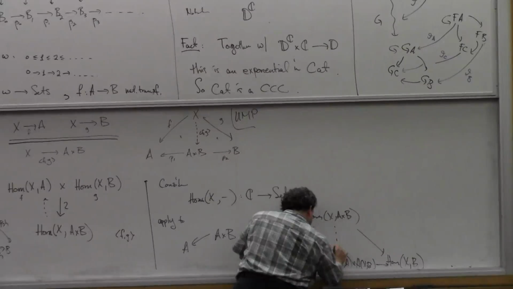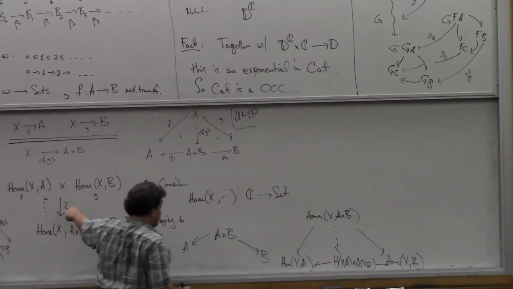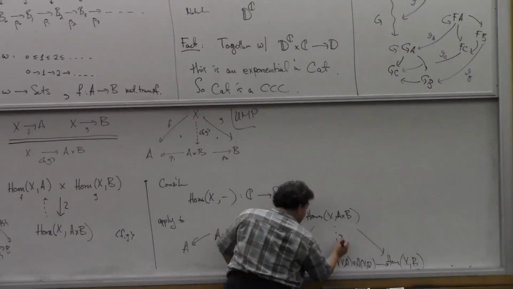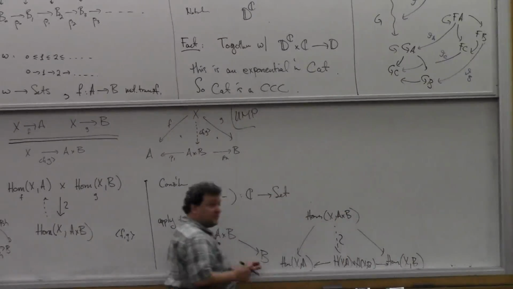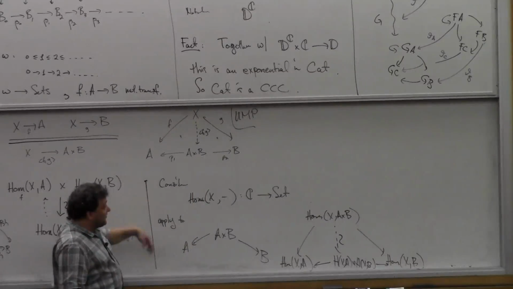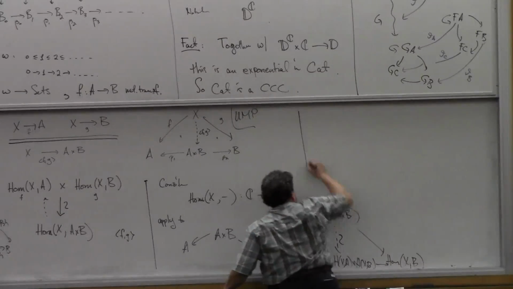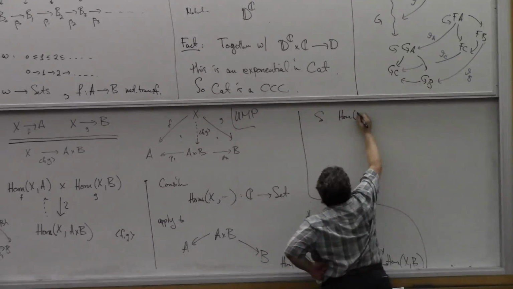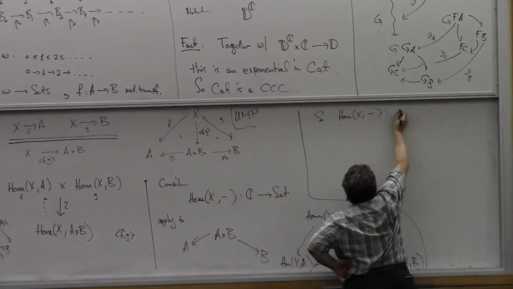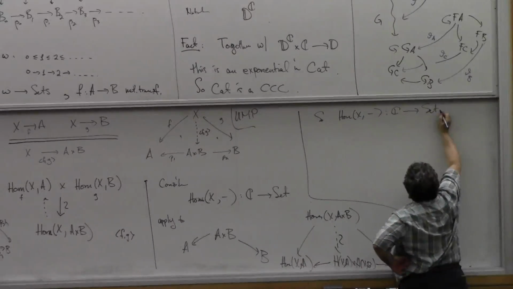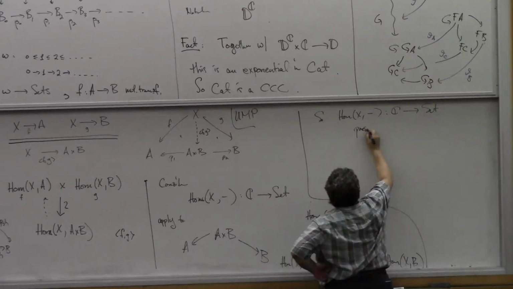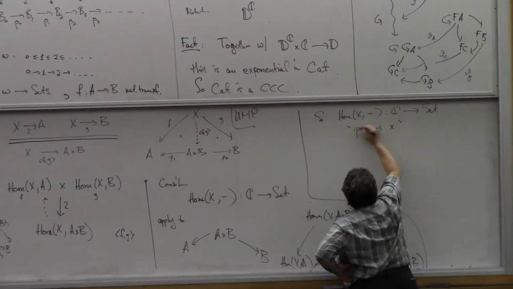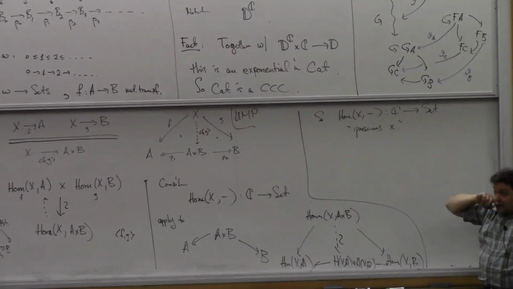So this is exactly this map, right? Let's apply the representable functor like that, and we just said that if this is a product, this is an isomorphism. So this condition says exactly that the functor Hom(X, -) from C into Sets preserves products. It takes a product diagram in C to a product diagram up in Sets.